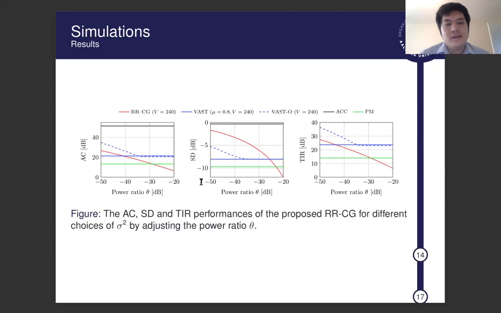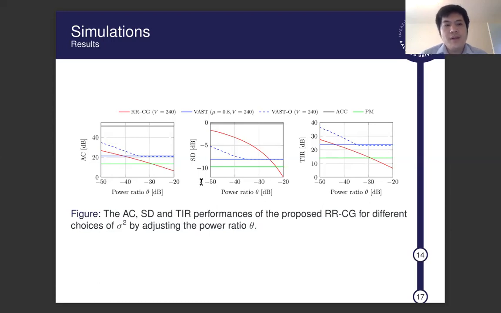In the first experiment, we show the results of the acoustic contrast, signal distortion, and target to interference ratio over the power ratio. As you can see, the ACC approach has the largest acoustic contrast. The pressure matching approach has a low signal distortion. Well, the proposed RCG approach and the VAST approach have the trade-off property between acoustic contrast and signal distortion.